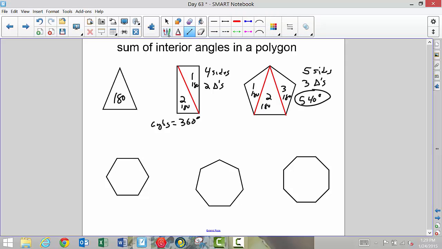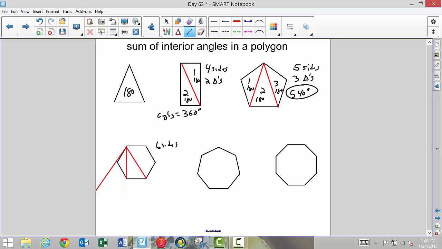Now if I go to a 6-sided hexagon, so I have 6 sides. How many triangles can I create in a hexagon? Well, I have to construct non-consecutive vertices, or create my diagonals. Oh, we made a little mistake there. Let's fix it.